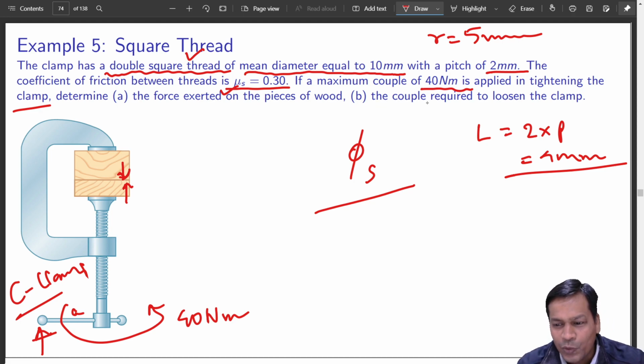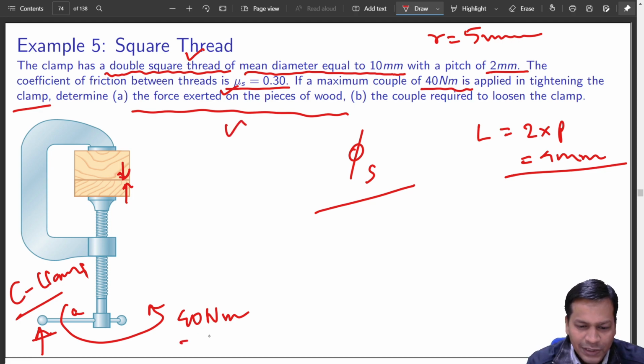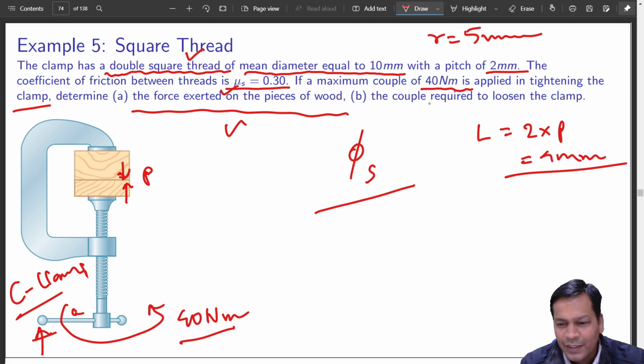Couple required to loosen this clamp is another question. Once it is tightened, the force is already known. Moment is applied, so how much is this force? Got it? So everything is in hand. Couple required to loosen this clamp is a different problem.